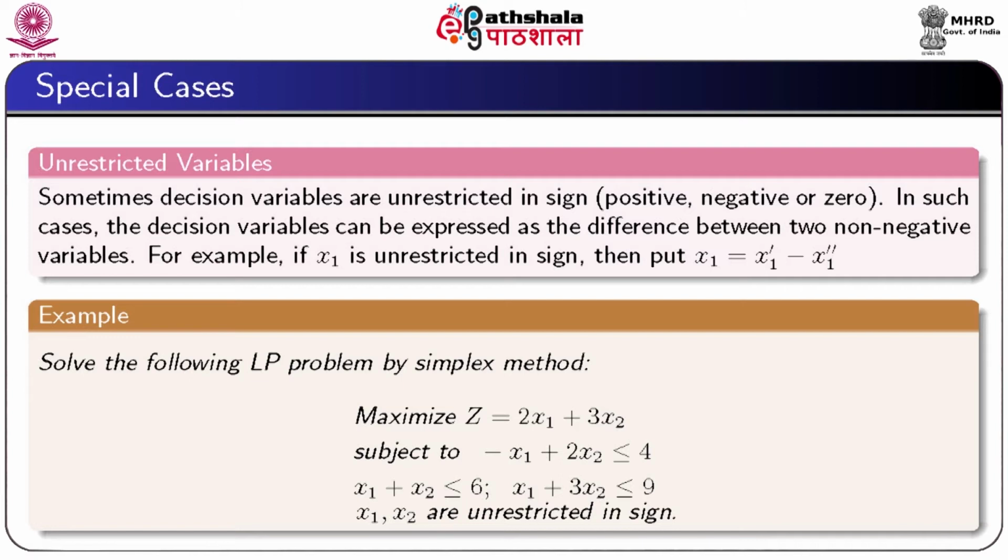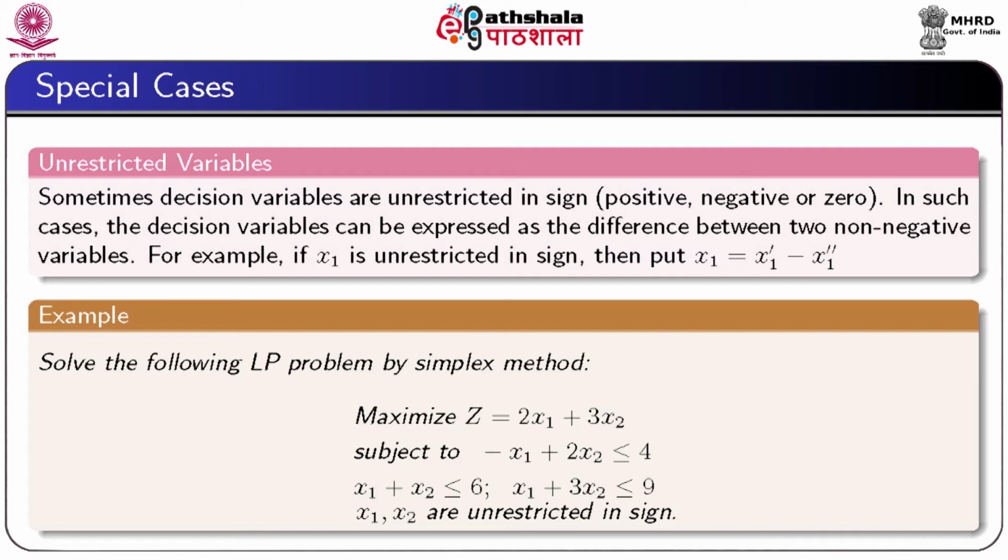If x1 dashed is greater than x1 double dashed, then x1 is greater than 0. If x1 dashed is less than x1 double dashed, then x1 is less than 0. If x1 dashed is equal to x1 double dashed, then x1 is equal to 0. Thus, when x1 is unrestricted in sign, we can write it as x1 dashed minus x1 double dashed, where x1 dashed and x1 double dashed are non-negative variables.